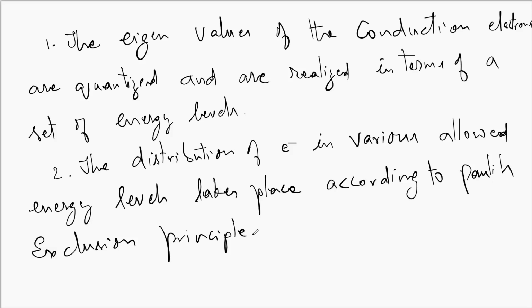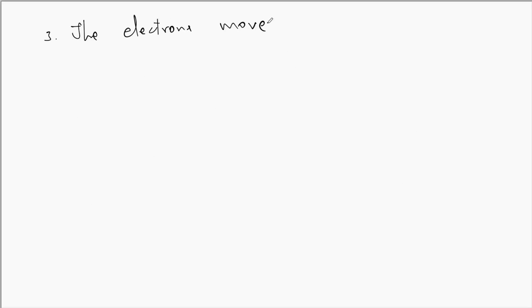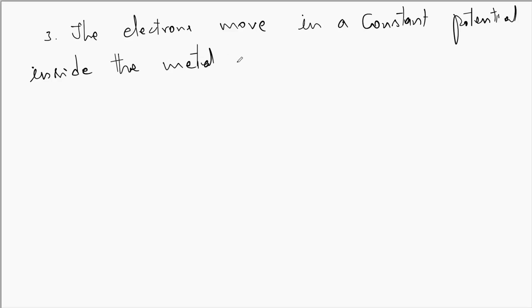The electrons move in a constant potential inside the metal and are confined to the piece of metal.